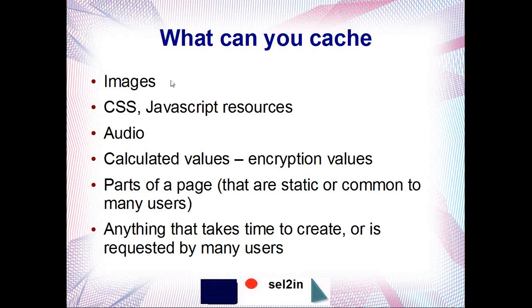So some of the examples of the things which we can cache are things which are seen or used by many of your users, like example images, CSS, JavaScript resources, audio. And then in applications you have calculated values, like earlier I was working on a 3DS project where we used HSM to encrypt data. So that is an expensive operation. First of all, it is over the network, and then there are complex cryptography required to be carried out.